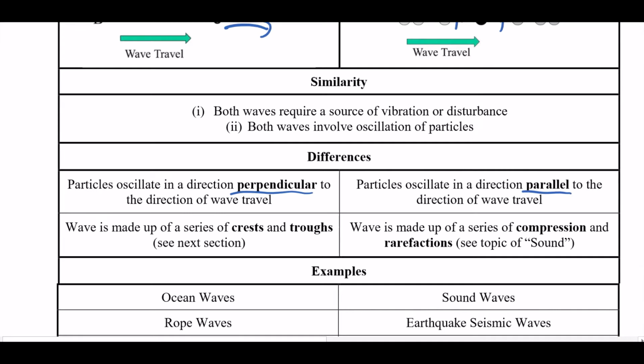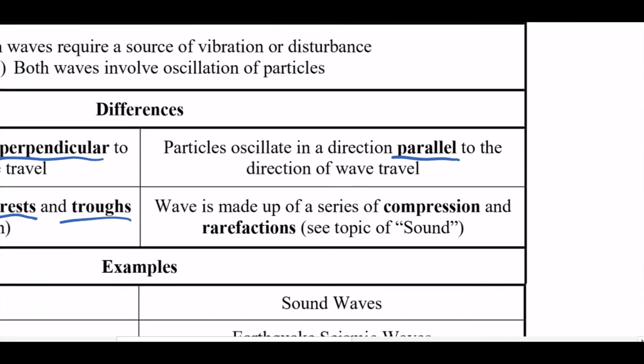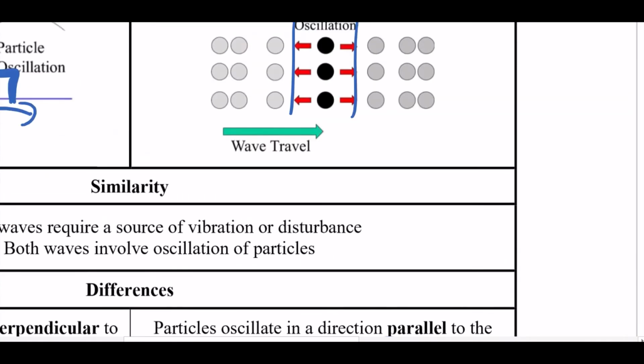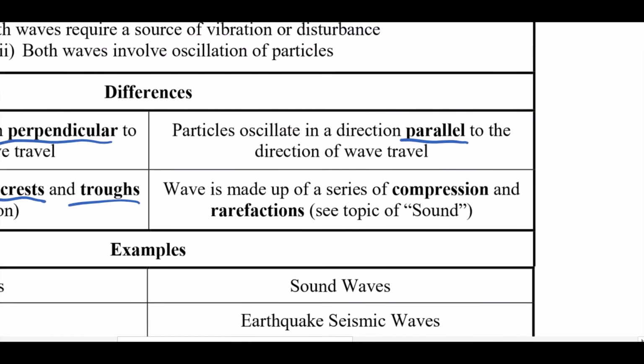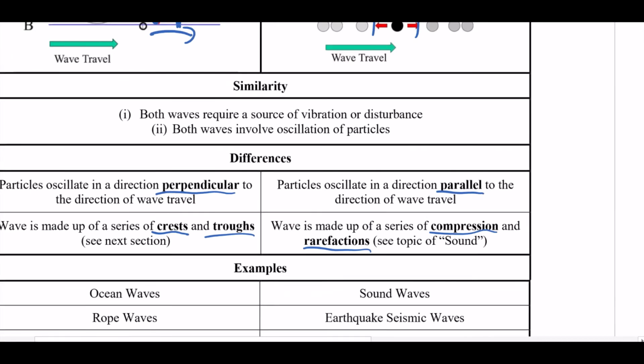Now at the same time, we will see later that the wave is made of crests and troughs. While for a longitudinal wave, the particles are traveling parallel, so we don't call it crest and trough, we call it a compression and rarefaction. We see this in another part.